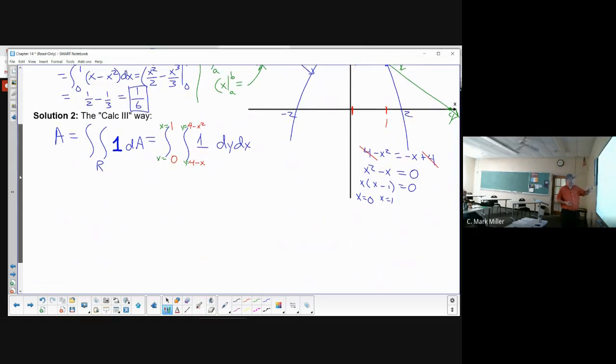So what happens? If I integrate 1 with respect to y, what do I get? I get integral 0 to 1. I integrate 1 with respect to y, I get y. And that goes from 4 minus x to 4 minus x squared dx.